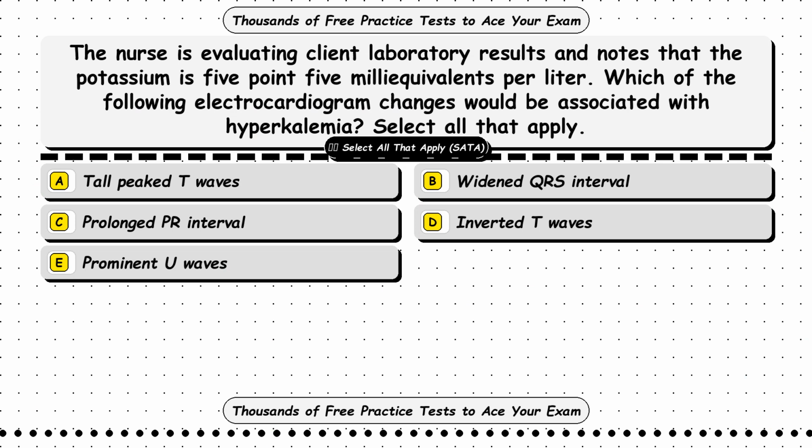Question 6. The nurse is evaluating client laboratory results and notes that the potassium is 5.5 milliequivalents per liter. Which of the following electrocardiogram changes would be associated with hyperkalemia? Select all that apply. Option A, tall peak T waves. Option B, widened QRS interval. Option C, prolonged PR interval. Option D, inverted T waves. Option E, prominent U waves.